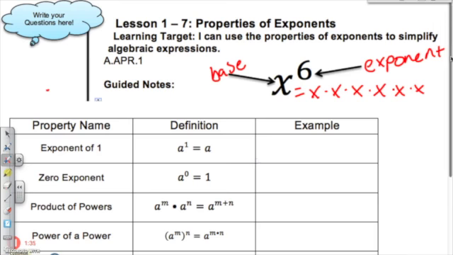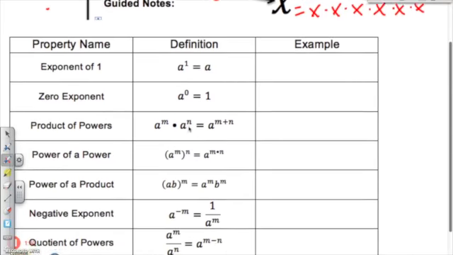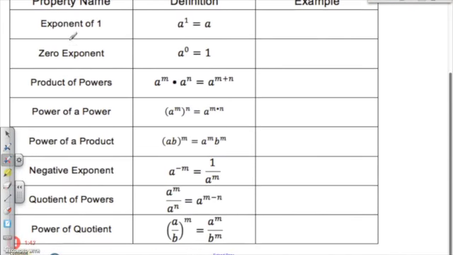All right, so let's go ahead and talk about some of the more complicated properties. First of all, I want to talk about an exponent of 1. If you have any value raised to the 1st power, that's just going to give you that same number back again. And that's because if you think about what I said before, your exponent tells you how many times you're multiplying something. Well, if I have 6 to the 1st power, that means I'm only multiplying 6 one time. So that's just going to equal 6.